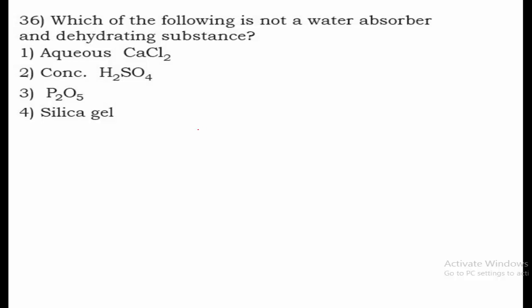36th, which of the following is not a water absorber and dehydrating substance? So water absorber, when you see this, concentrated H2SO4 is dehydrating agent, aqueous CaCl2 is absorber, P2O5 is also absorber. Silica gel is not absorber, but it is adsorber, and hence option 4 is the right answer.